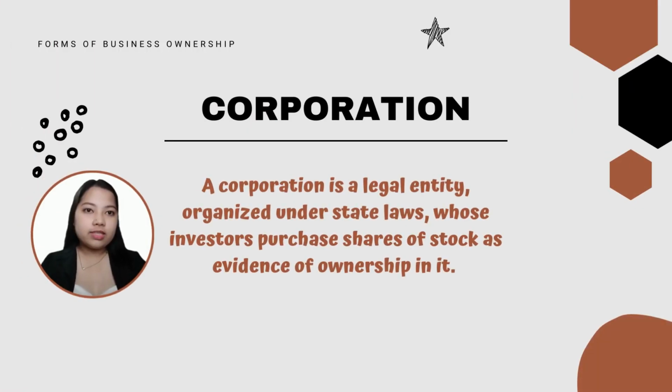The third form of business ownership is the corporation. A corporation is a legal entity organized under state laws whose investors purchase shares of stock as evidence of ownership in it. A corporation is legally a separate and distinct entity from its owners. It possesses many of the same legal rights and responsibilities as individuals. Additionally, a corporation may be created by an individual or a group of people who share the same goal, and that does not always involve making profit.